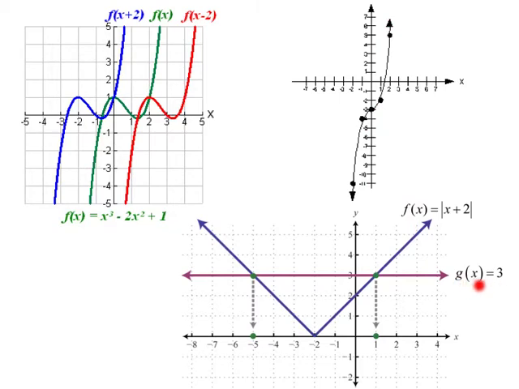The function of x is 3 in this one, so that would be here. The function of x is absolute value of x plus 2. Notice that it's shifted over to the left, to the negative 2, to begin to, that would be the vertex of the graph.